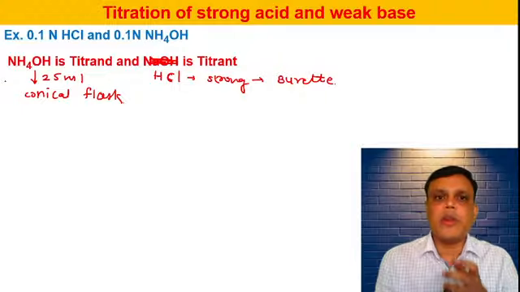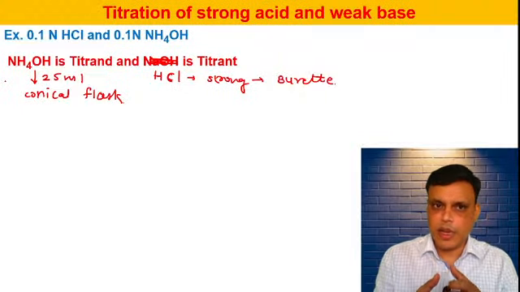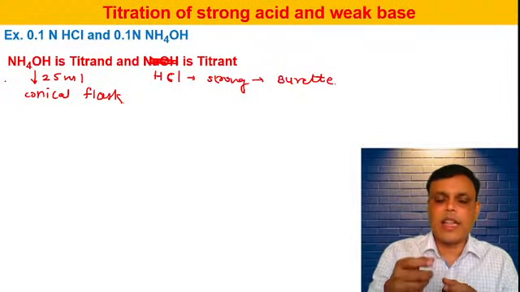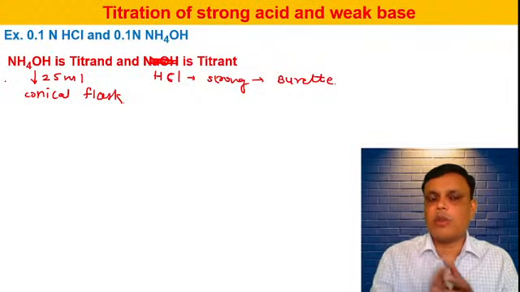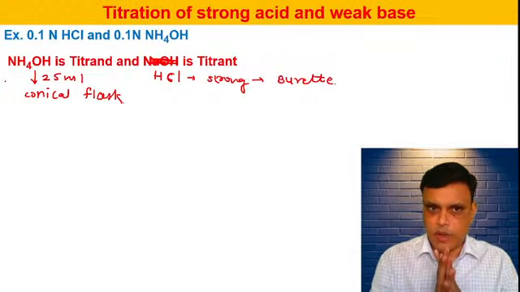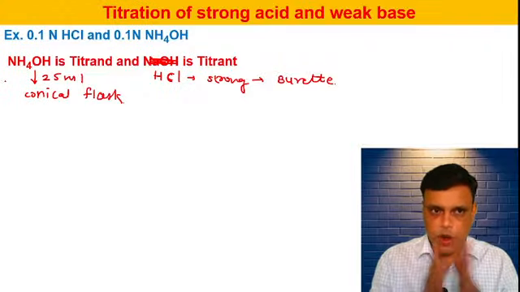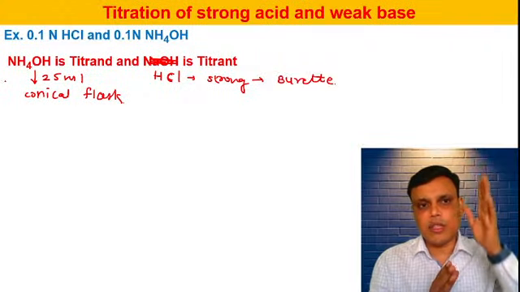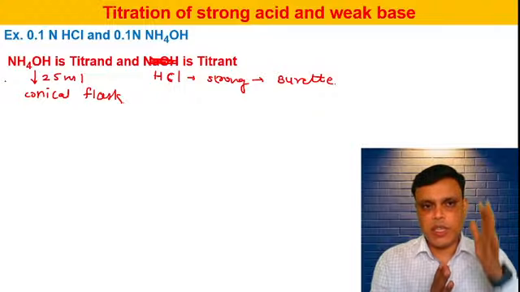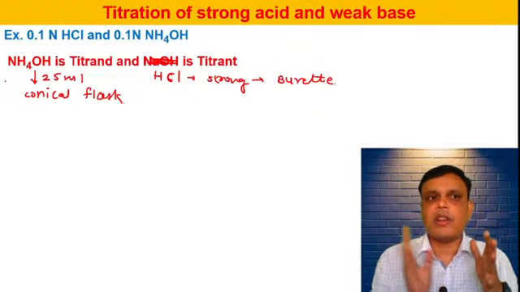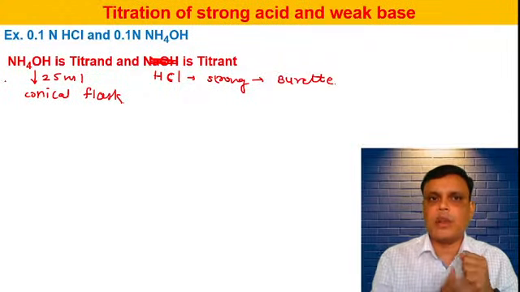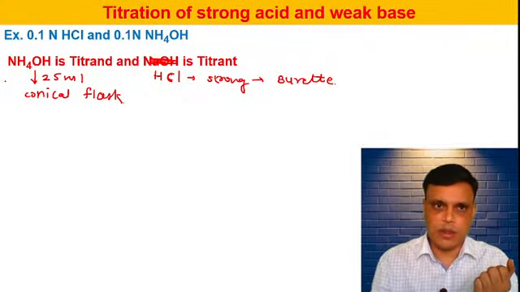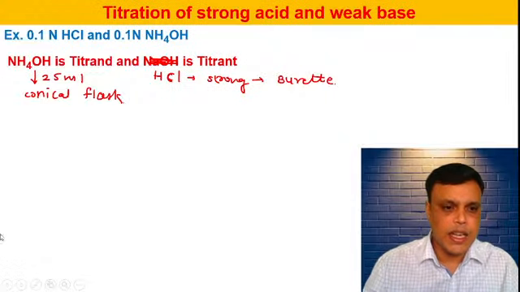And after titrating ammonium hydroxide with HCl, that means we will add HCl drop by drop from the burette into the conical flask which contains ammonium hydroxide. This is our titration. And after the titration, if we plot the change in pH versus ml of HCl added, then we will get a curve, and that curve we call a titration curve.